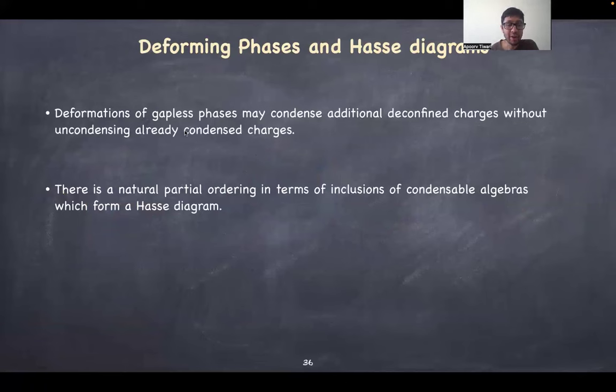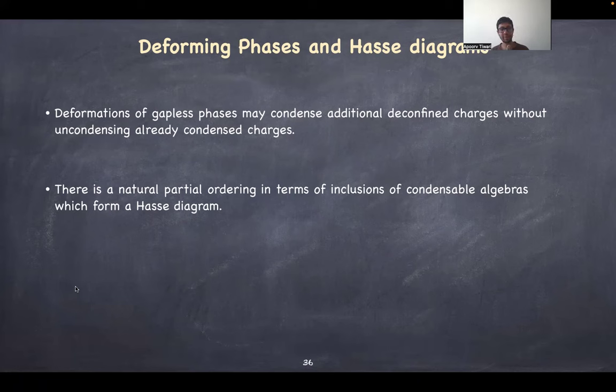And so now one can ask about deformations of these gapless phases. We consider the case where everything that's been confined has order 1 energetic penalty to be condensed. But there are many gapless excitations in this gapless phase that are captured by the set of deconfined charges. So one can deform infinitesimally such a theory by further condensing some subset of deconfined charges. And this structure was described in the paper I referred to earlier and forms a natural partial ordering in terms of inclusion of condensable algebras.